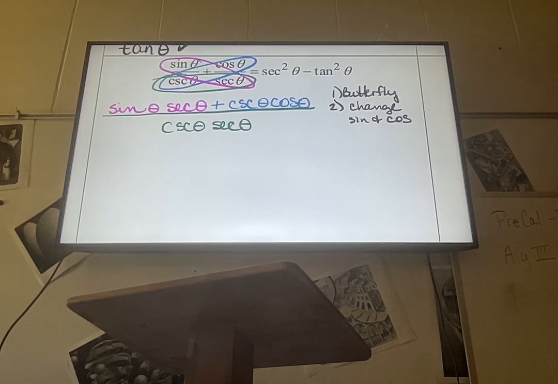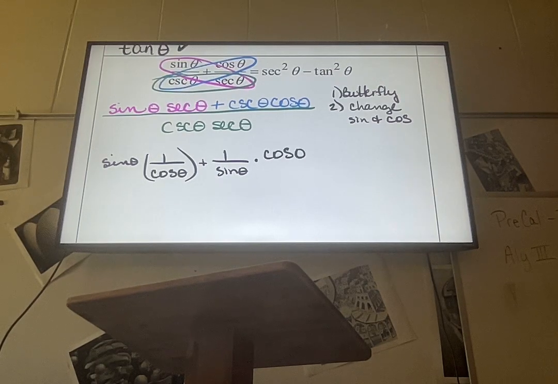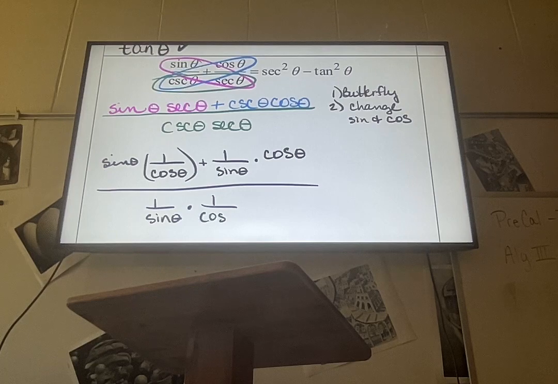So sine theta, 1 over cosine, secant is reciprocal cosine, bless you. Thank you. 1 over sine theta times cosine, all over 1 over sine theta and 1 over cosine theta.